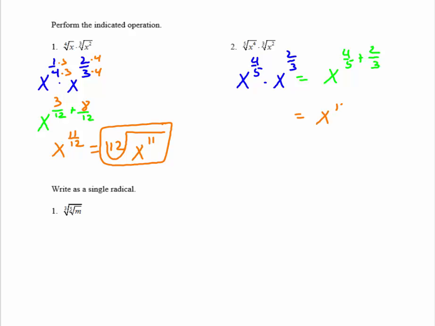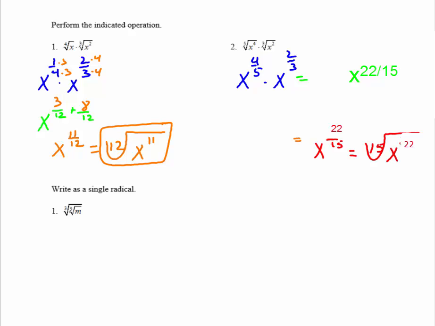The first number 5 and 3 can both go into is 15, so I need both of my denominators to become a 15. I get x to the 22 over 15. Back in radical form, the 22 is the power and the 15 is the index. So this is the 15th root of x to the 22nd. What I want you to realize is now the power on the inside is bigger than the index, but it doesn't come out evenly. So put a dot, dot, dot, because that's what we're going to learn what to do in the next section. So we really should go farther with that one, but we're not going to do that quite yet.